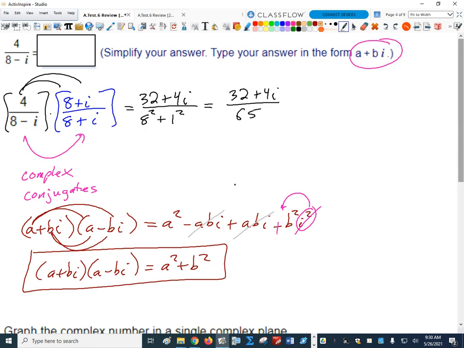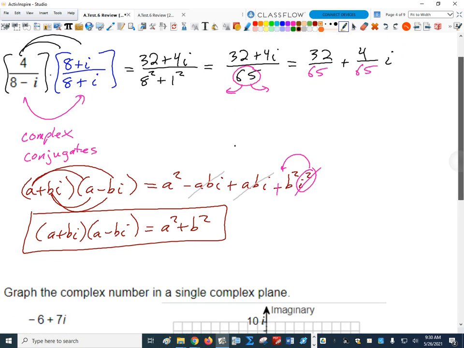Right. So then we want to write this as separate real and imaginary parts. So we're just going to split that denominator into 2 separate fractions. We'd write this as 32 over 65 plus 4 over 65 times i. And now it fits our pattern. Okay, see that? Okay, give me thumbs. Good.